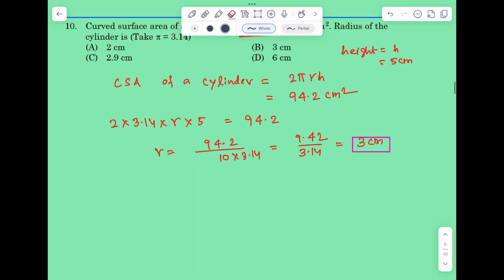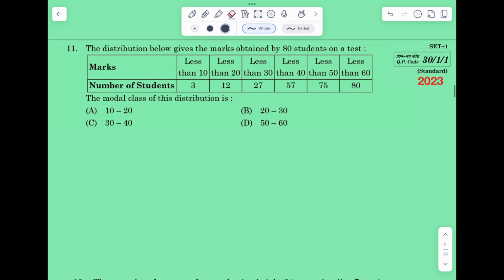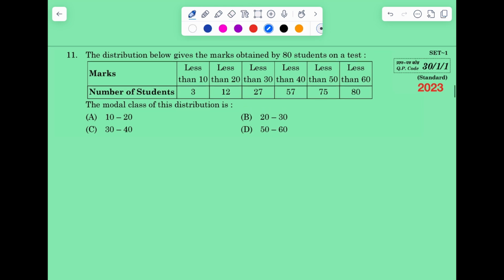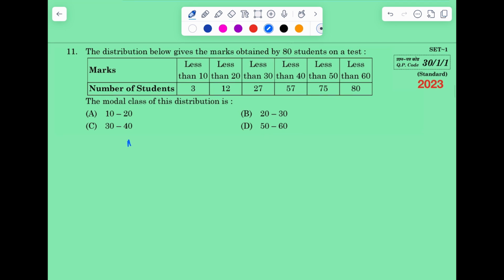In continuation to the last video where 10 questions were solved, we will start from question number 11. Now here marks are given. If you see the distribution, marks meaning that is the class interval, and here number of students shows the frequency, and here we will write another column which is cumulative frequency.